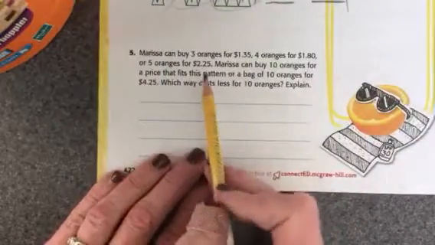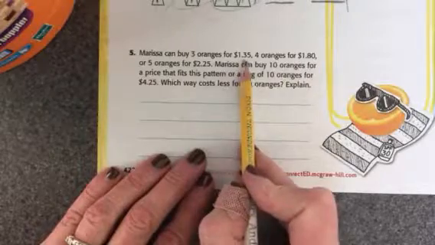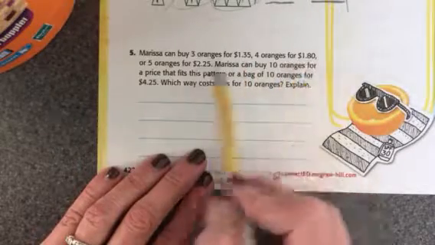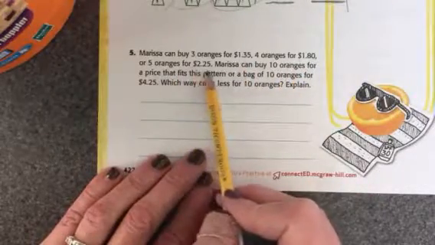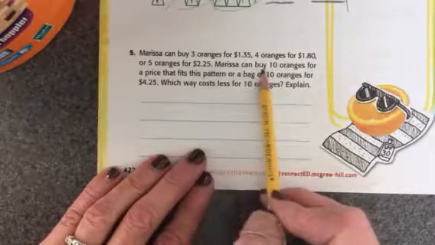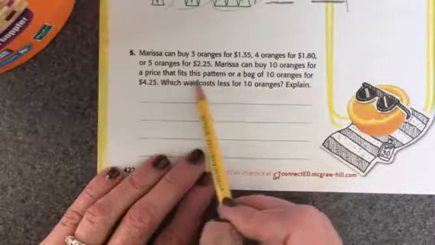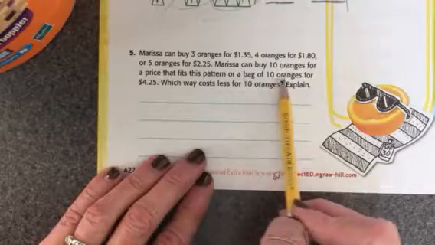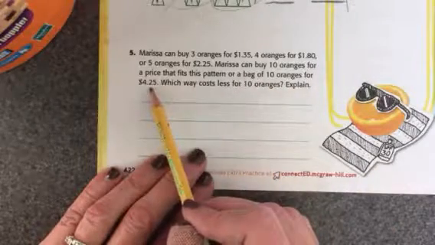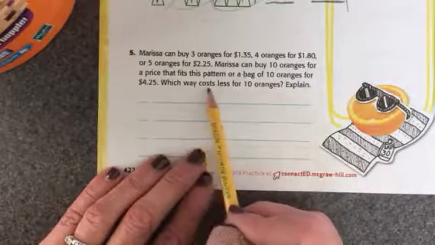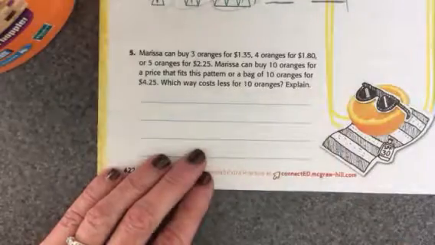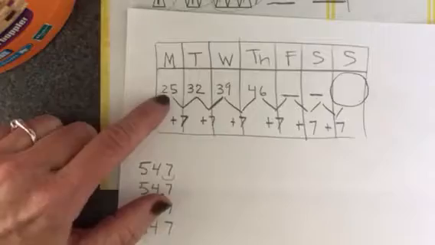All right, Marissa can buy 3 oranges for $1.35, 4 oranges for $1.80, or 5 oranges for $2.25. Marissa can buy 10 oranges for a price that fits this pattern, or a bag of 10 oranges for $4.25. Which way costs less for 10 oranges? Okay, you'll have to make a chart, kind of like this one here, and figure out what the pattern is.